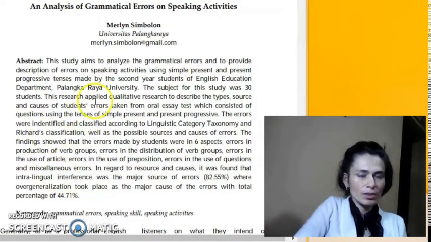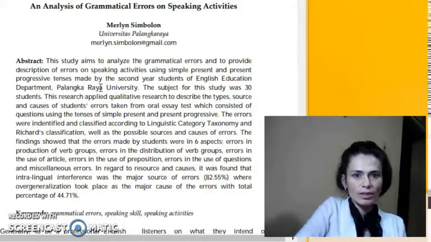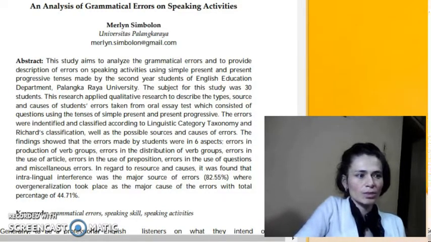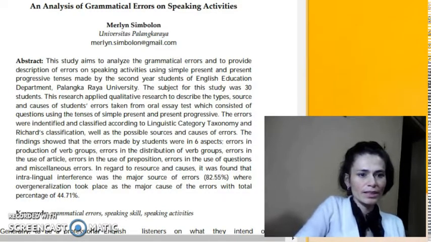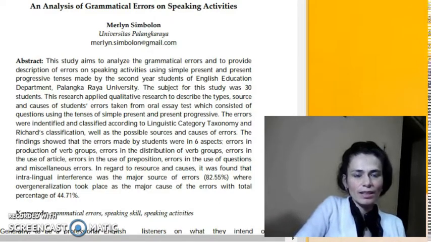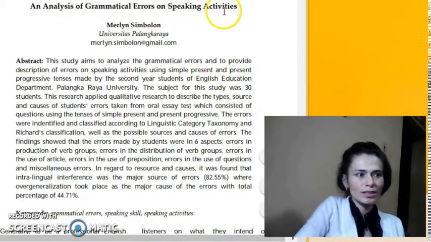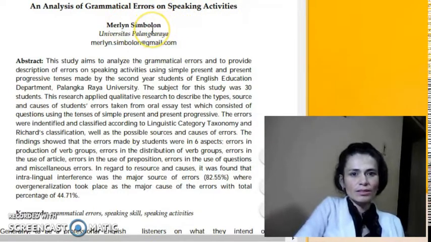Course Qualitative and Quantitative Research. I'm Olga Rivera, group number 1. This is task number 3, where I point out how I determine the quantitative methodology used in the article, an analysis of grammatical errors in speaking activities by Merlyn Simbolon.